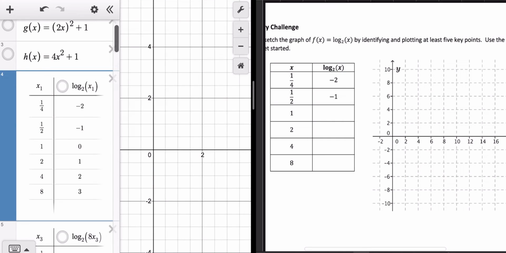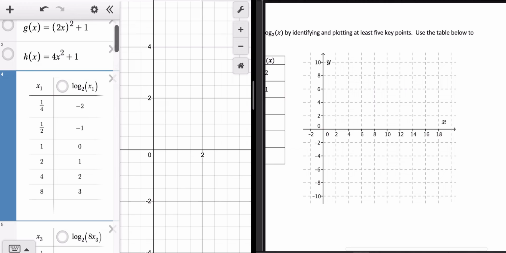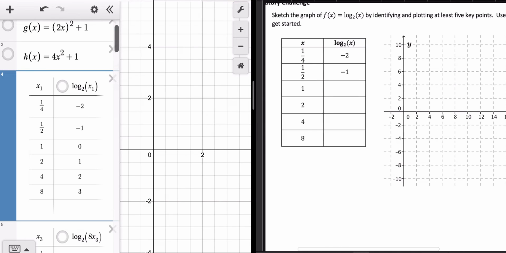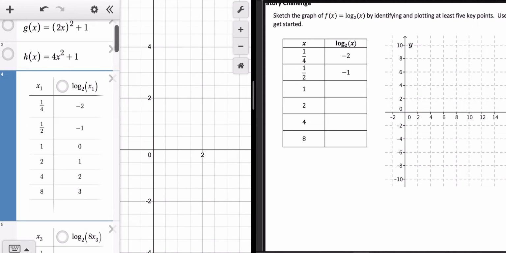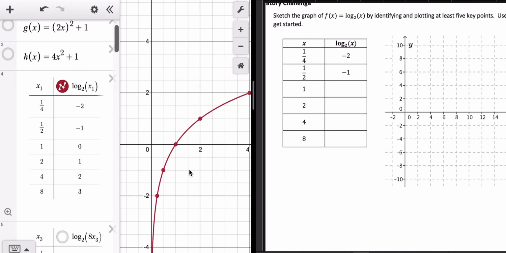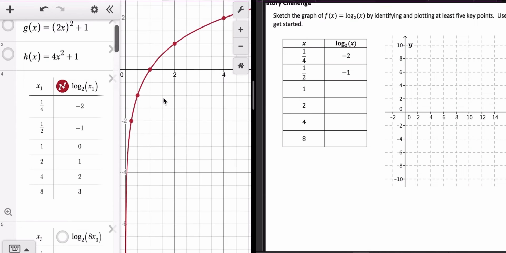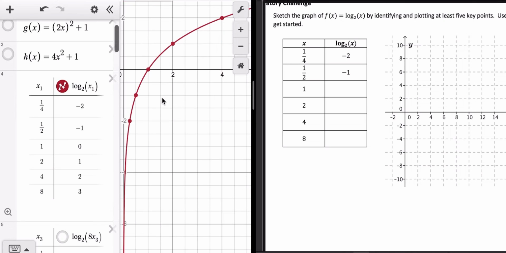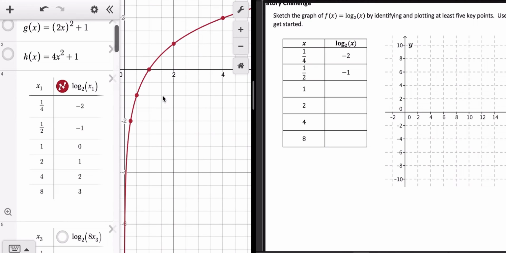All right. So it says sketch the graph of f of x by identifying and plotting at least 5 key points on the graph. Well, I did that over here. So let's graph it right quick. If we look at it, there's our 5 points. So 1 is 0.